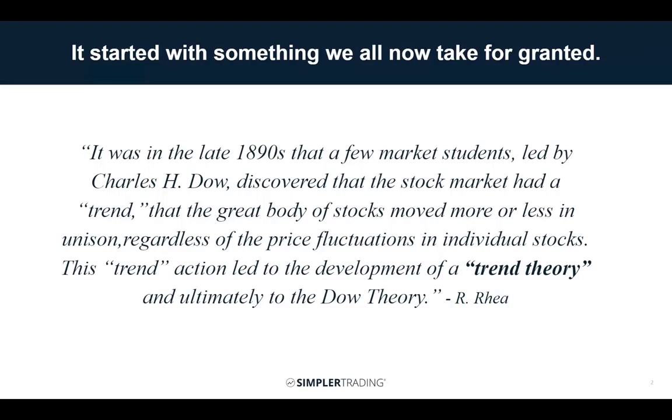So this is a little bit about trend theory. It was in the late 1890s that a few market students led by Charles H. Dow, as in Dow Jones, discovered that the stock market had a trend, that the great body of stocks moved more or less in unison, regardless of the price fluctuations in individual stocks. This trend action led to the development of a trend theory and ultimately to the Dow theory.